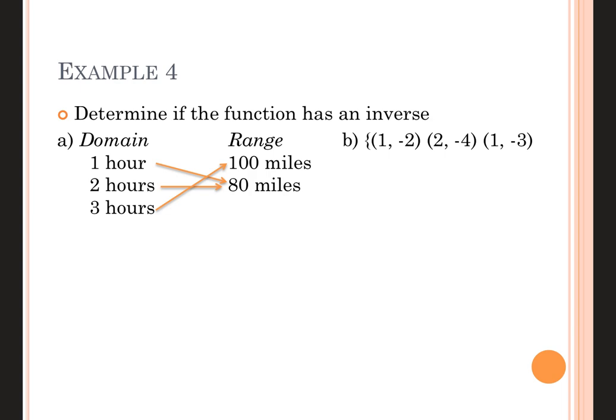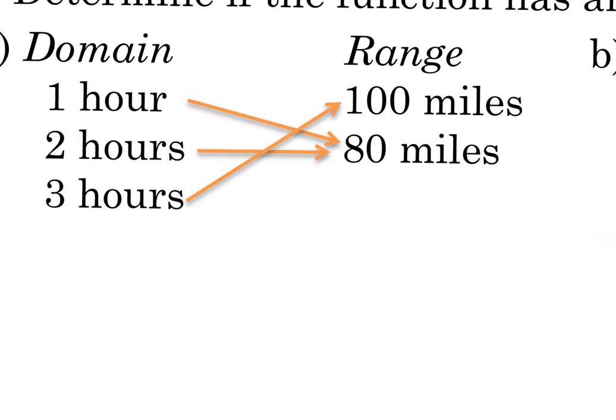Okay, example 4, determine if the function has an inverse. So these are really just your x and y coordinates in domain and range form on the left-hand side, and then on the right-hand side it gives you your x and y. So, here's what I found.